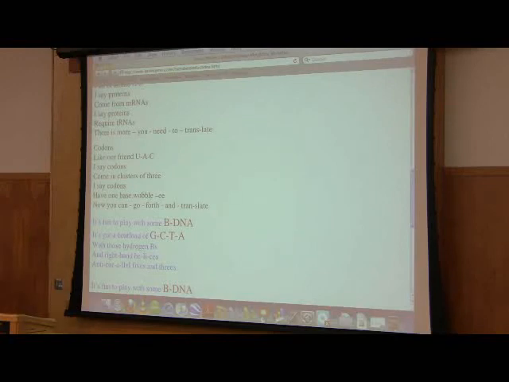It's fun to play with some B-DNA. It's got a boatload of G, C, T, A. With those hydrogen bonds and right-hand helices, anti-parallel 5s.